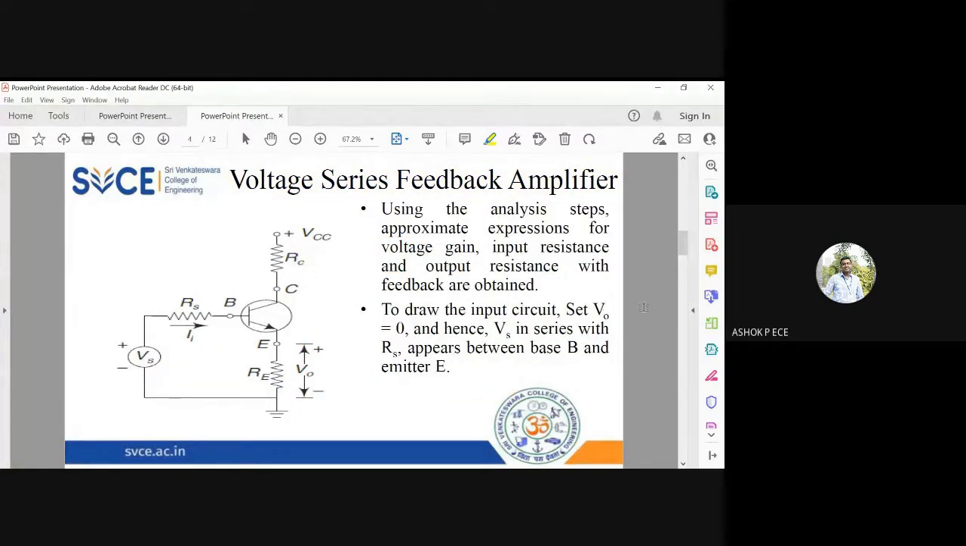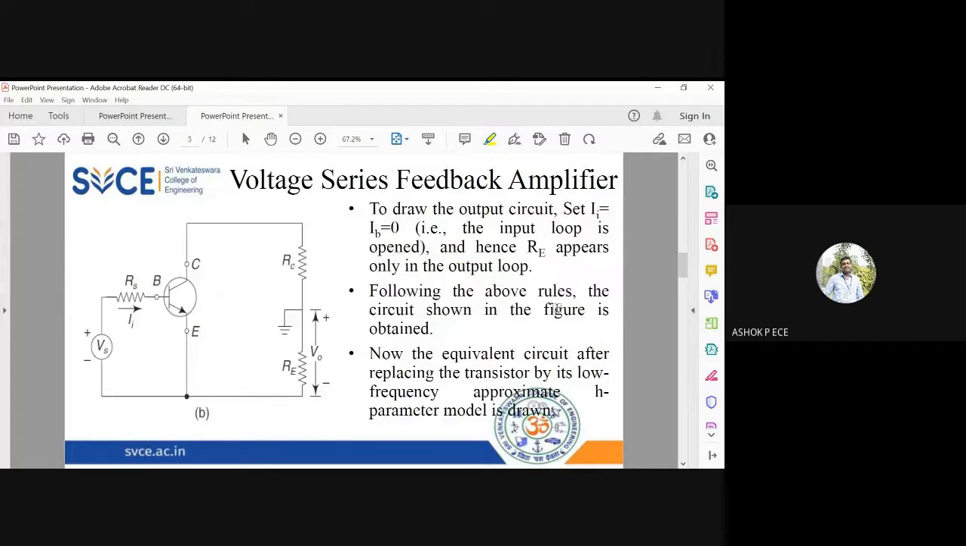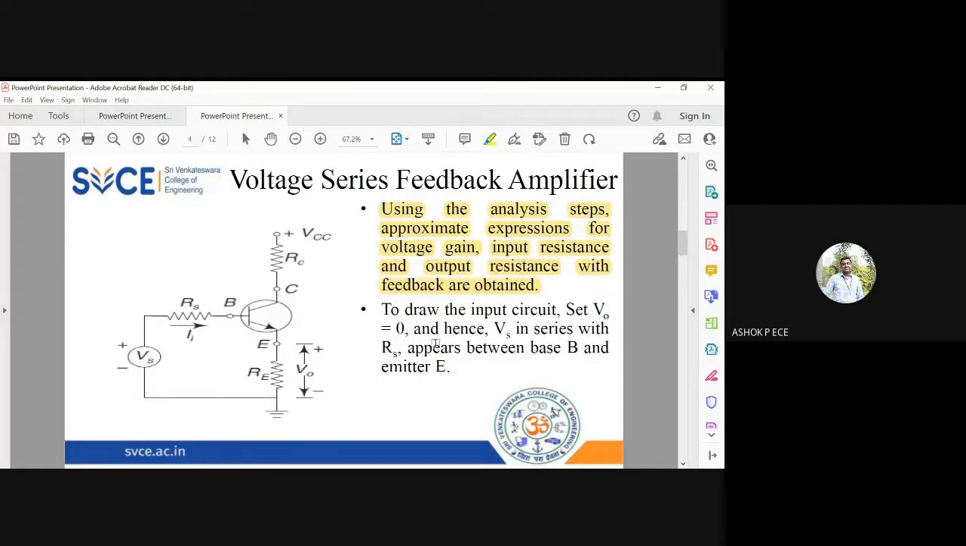The first thing we are going to find is what is the voltage gain with feedback, without feedback, what is the input resistance with feedback, without feedback. All these things we are going to theoretically do. Now we are going to draw. We are going to see where this RE is going to come, whether it is going to come at the input side or it is going to come at the output side.